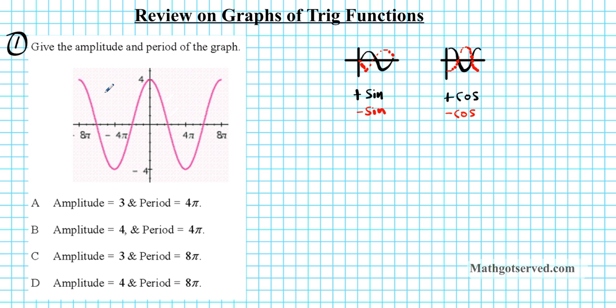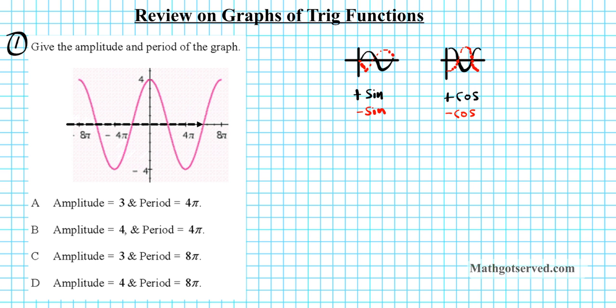Okay, let's take a look at this graph. What does this look like? Looks like the cup starting from the maximum. So this is a positive cosine function, okay? Now it asks for the amplitude. The amplitude is a displacement from the center to the max or center to the min, okay?